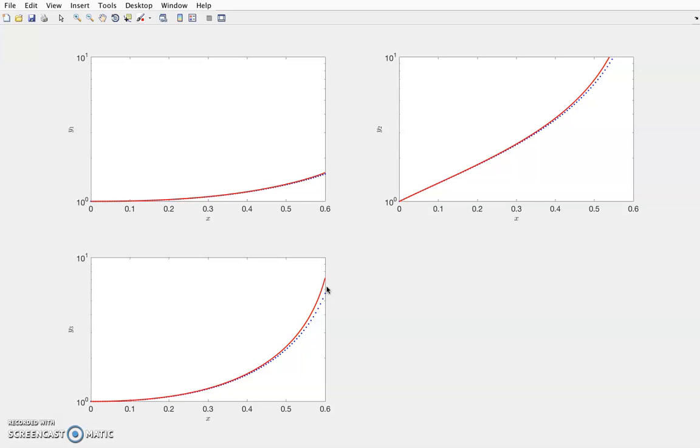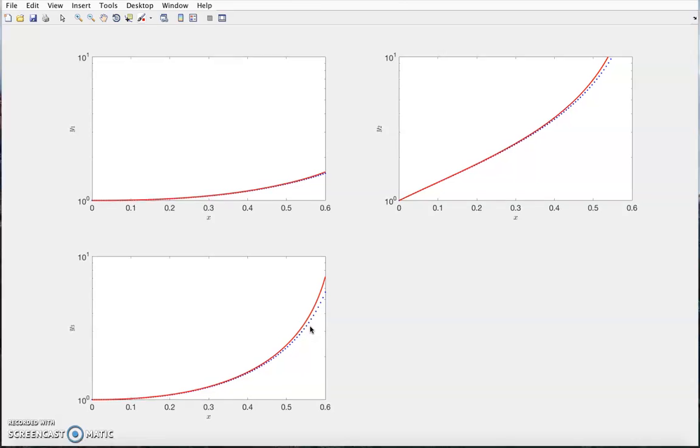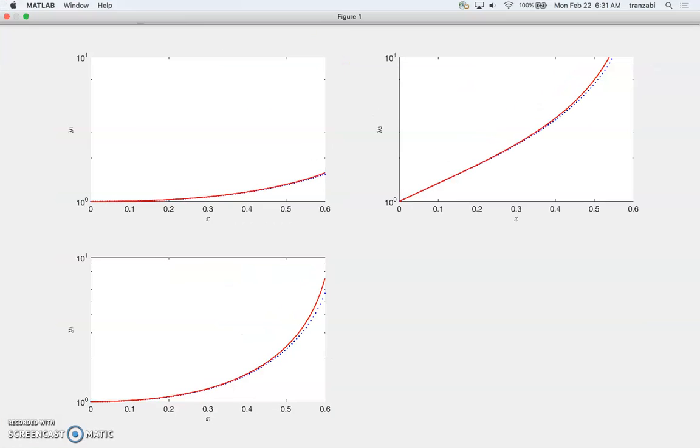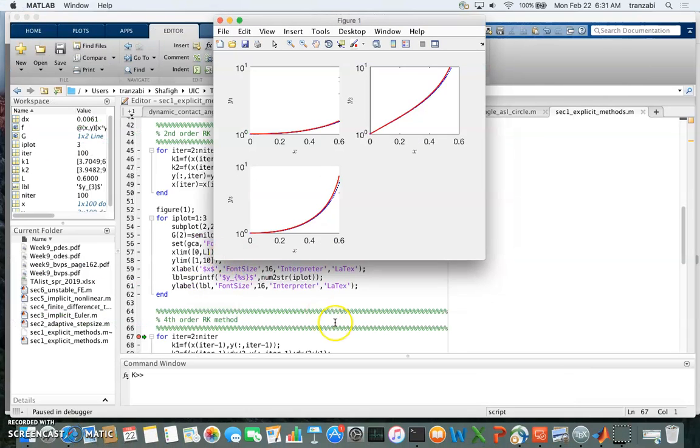Okay, but more or less it's not that bad. It's close. I mean, forward Euler is close to RK2. It's supposed to be. Not too much off, but I think it's okay. All right. So let me minimize this and go back to the script.